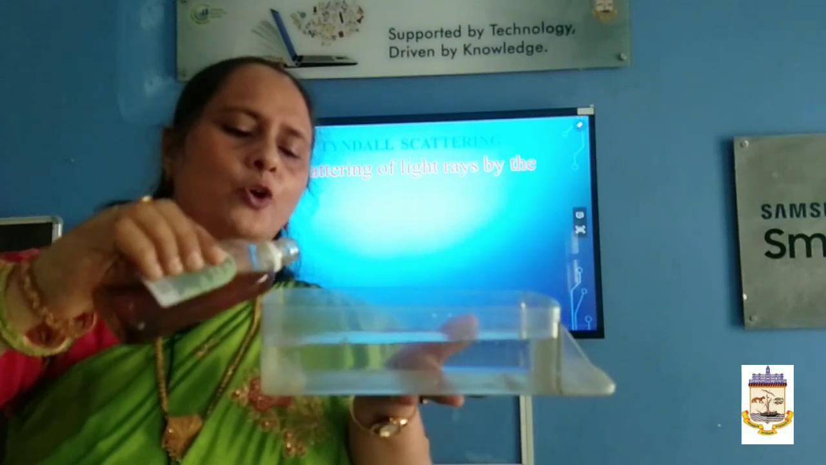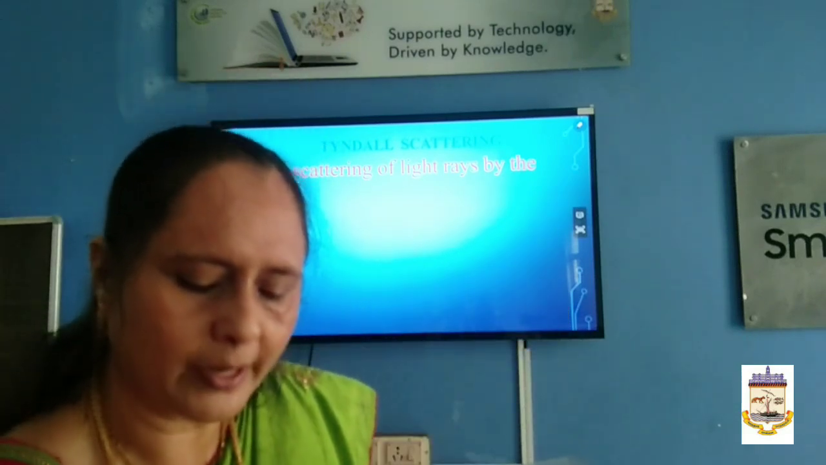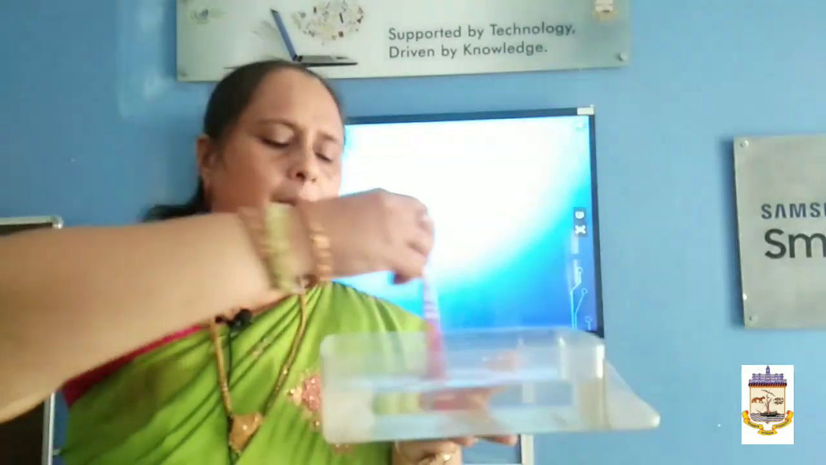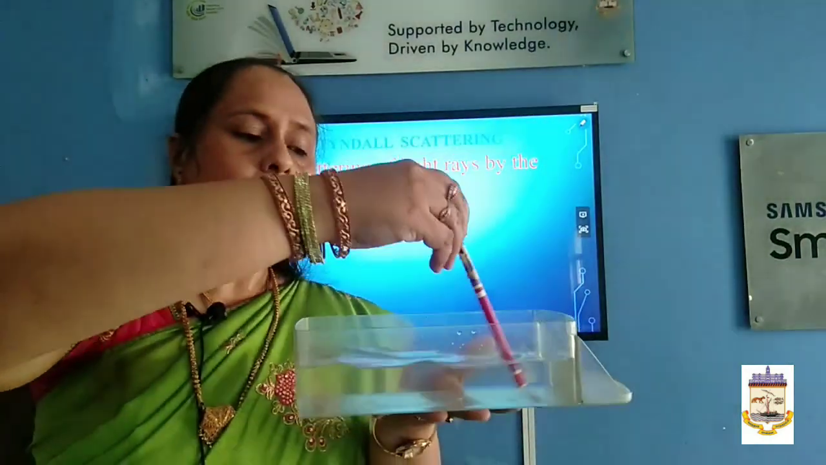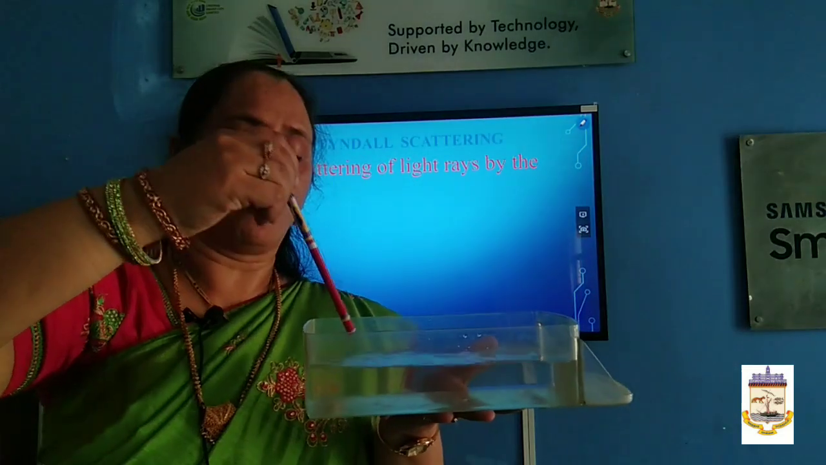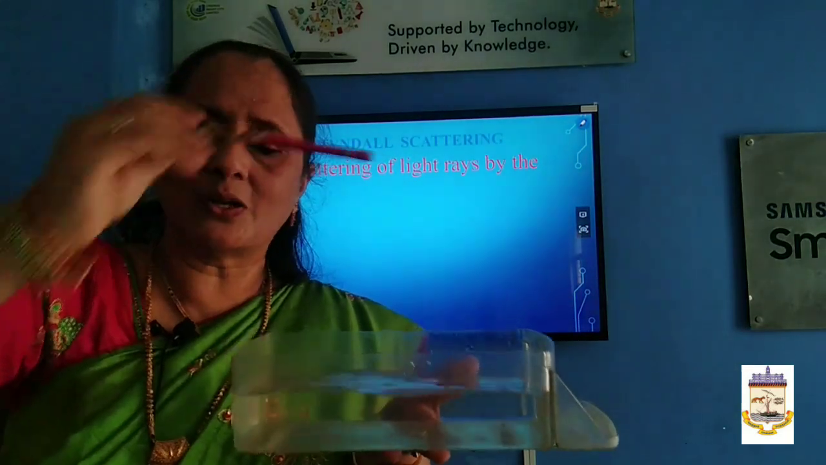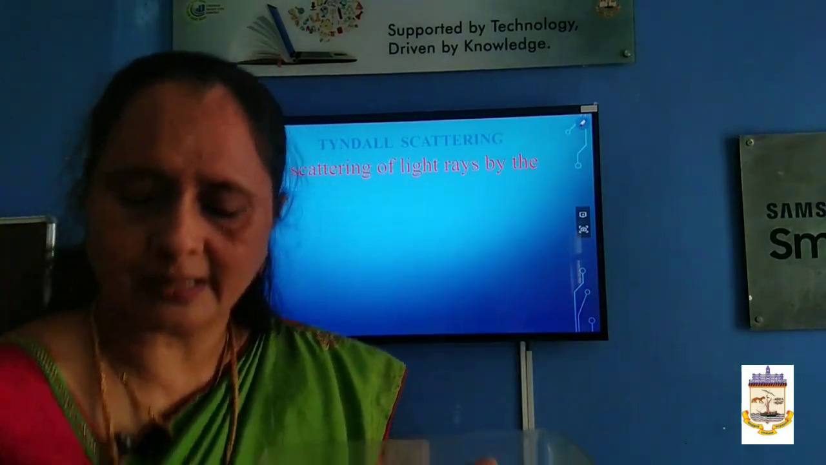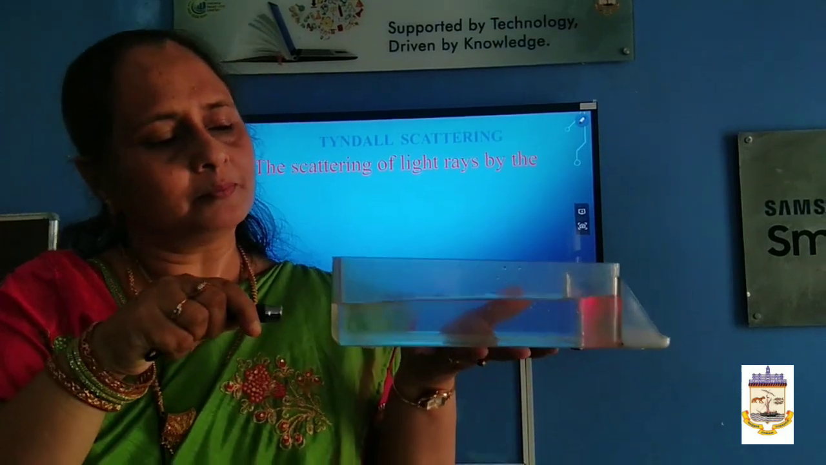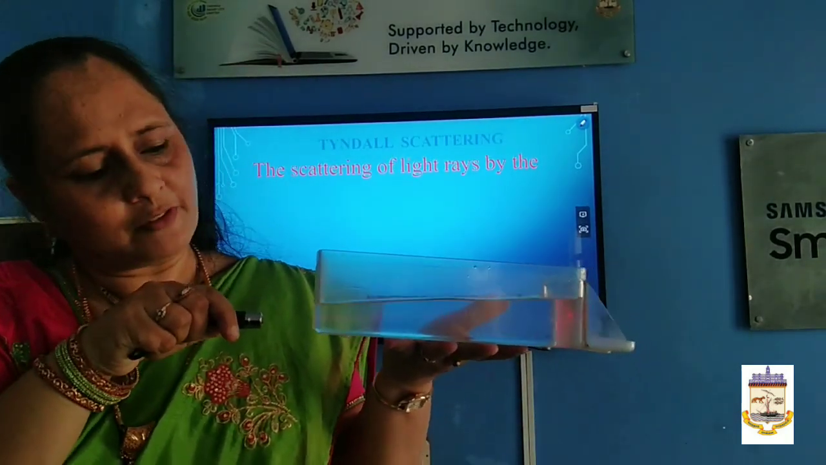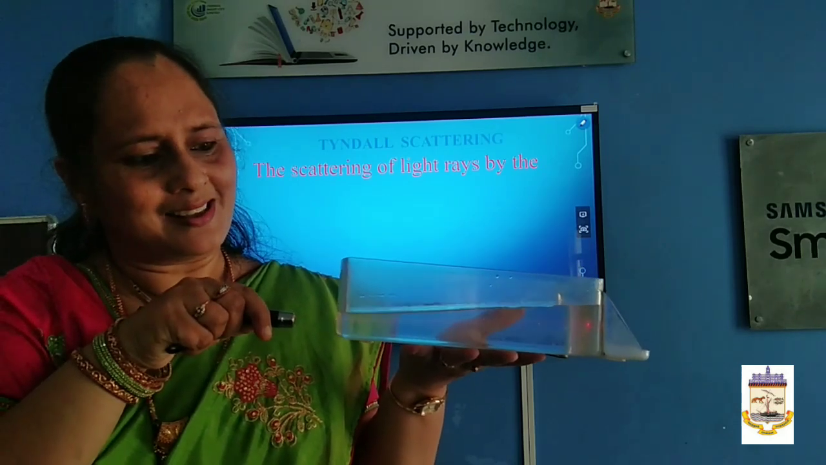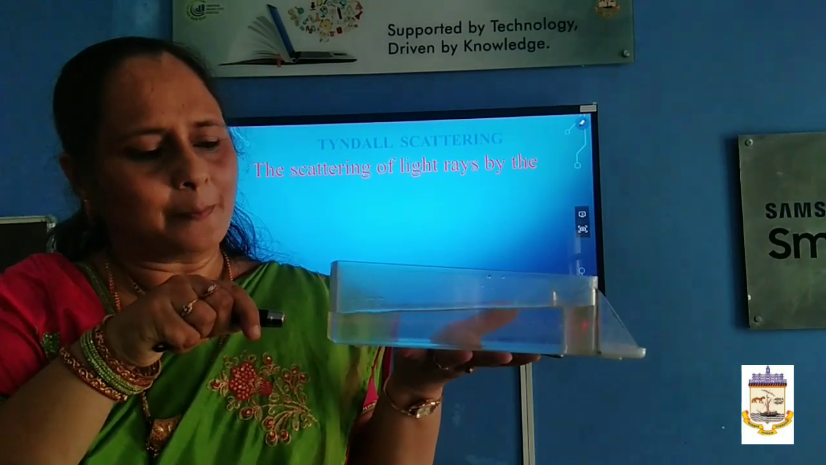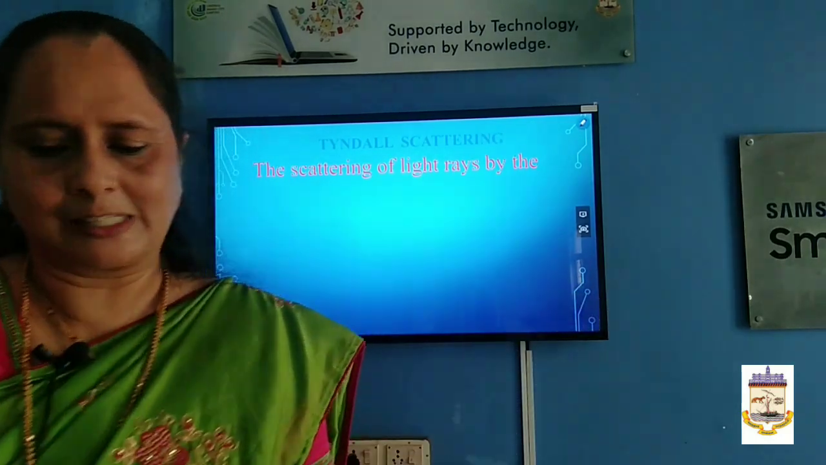When I add Dettol to it, it will become a colloidal solution. That means the particles of the Dettol were hanging in this solution. Now, can you see the path of the light? Yes. So, what happens here? Let me explain.